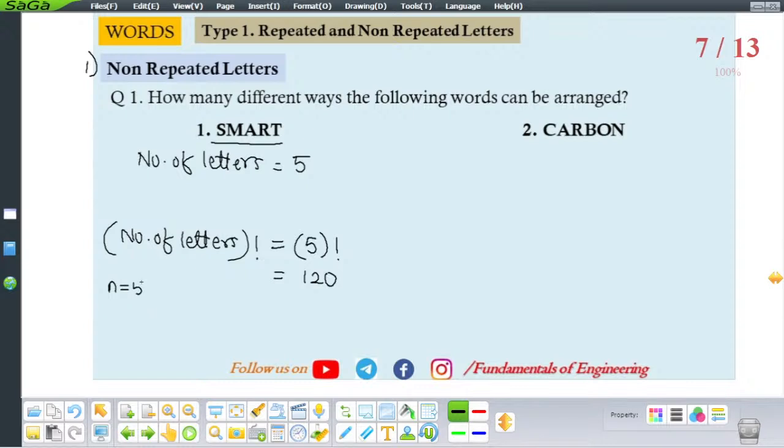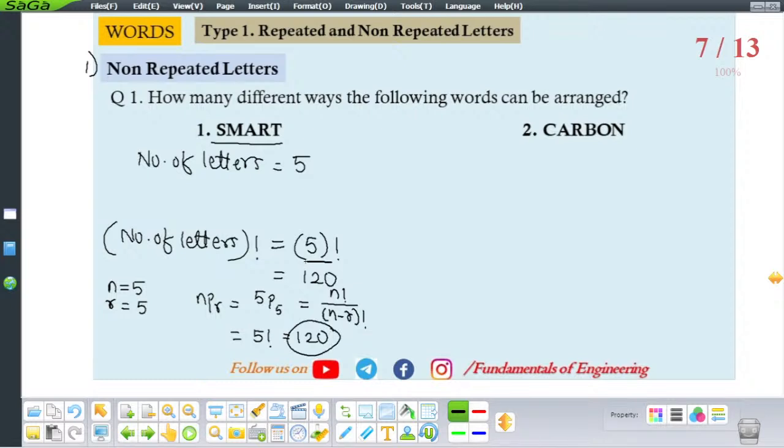n is 5, and we can arrange that 5 letter word in 5 places. So nPr will be 5P5. The formula is n factorial upon n minus r factorial. So n is 5, 5 minus 5, r is also 5, so 0 factorial, and 0 factorial value is 1. So we are getting 5 factorial, that is 120. So you can get the answer both ways.